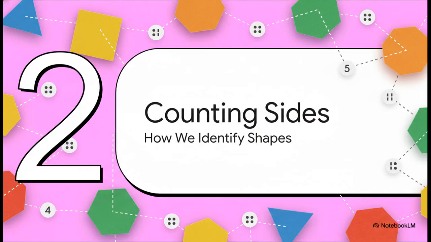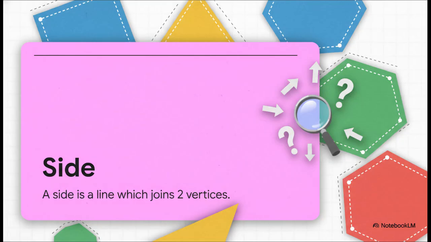All right, so we've got our shapes. How do we tell them apart? Well, the very first tool we're given, our first clue in this little geometric detective story, is learning how to count their sides. So what exactly is a side? Super simple. It's just one of those straight lines that makes up the border of a shape. This is the first piece of information we collect when we're trying to figure out what we're looking at.